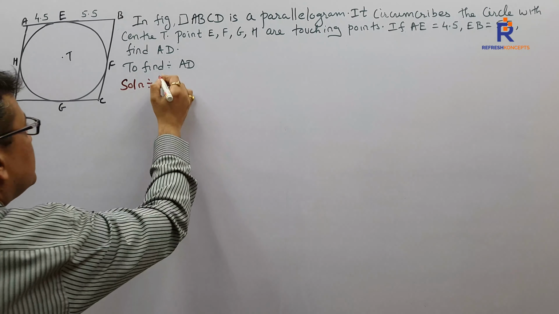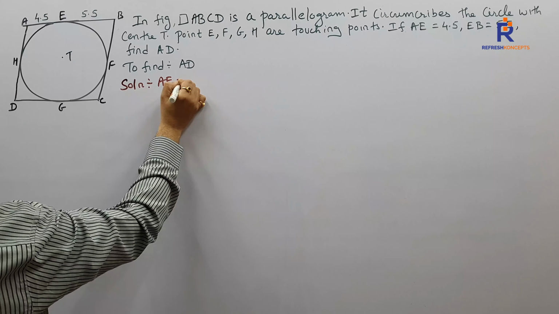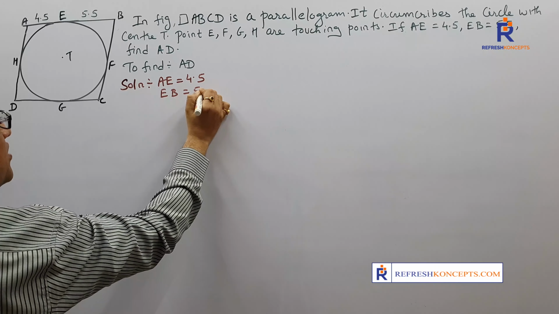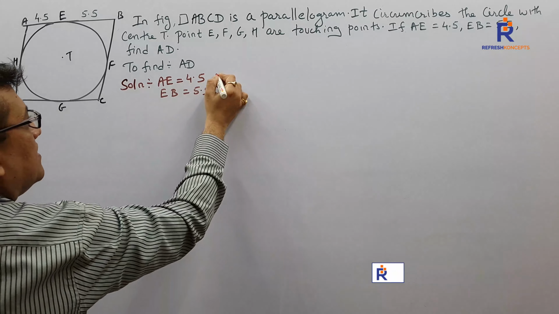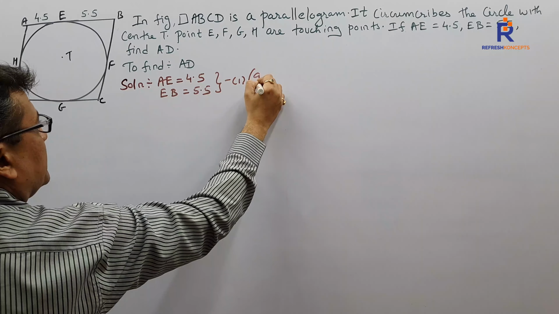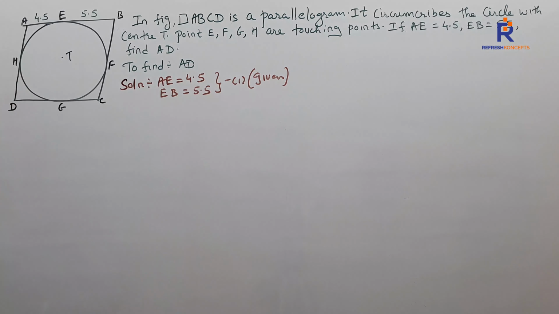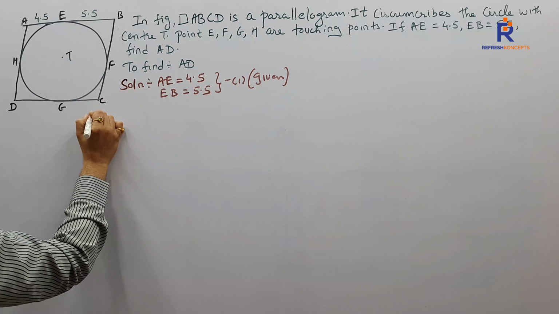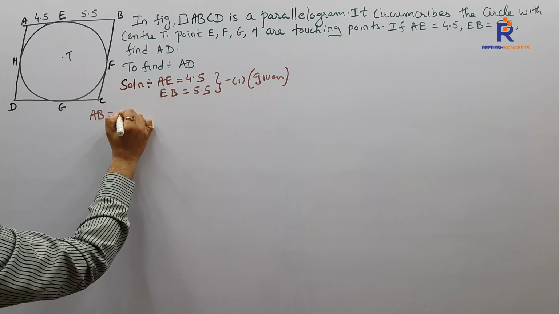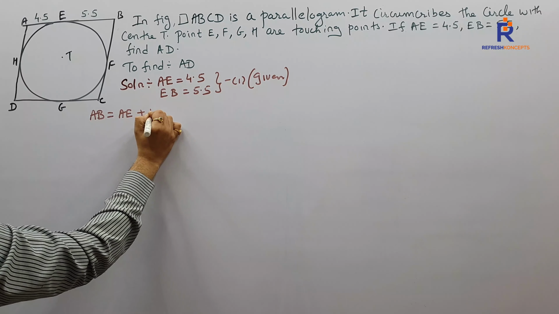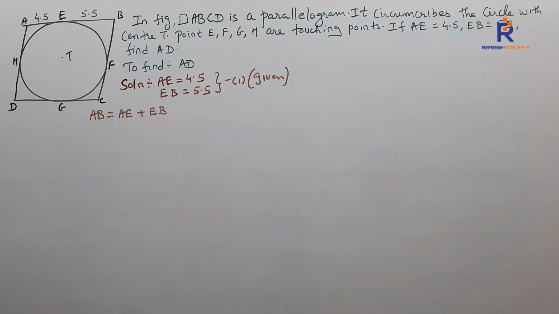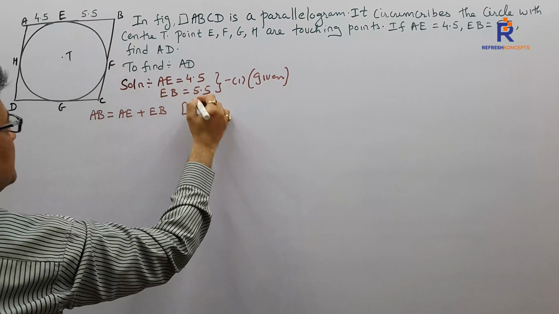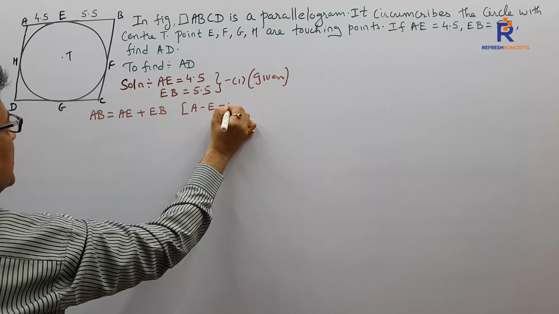What is AE? AE is 4.5. How much is EB? EB is 5.5. These are given to me. I shall write down given. What next? What is AB then? Can I say AB is equal to AE plus EB? What is the reason? The reason is collinearity. A-E-B.